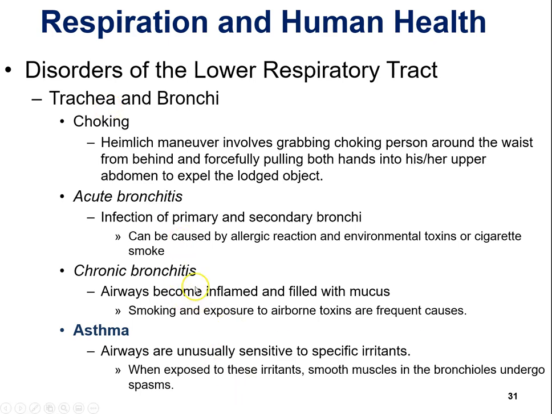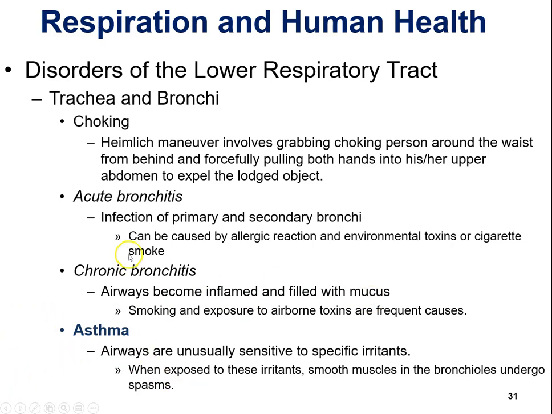We've all heard of bronchitis, and bronchitis is inflammation of the bronchi. That's what it means, and you can have acute versus chronic bronchitis. Acute means it's short term, right? It can be caused by an allergic reaction, also environmental toxins like cigarette smoke. With chronic bronchitis, it's just going to last longer, okay? And so it says here, airways will become inflamed and filled with mucus. Again, bronchitis means inflammation of those bronchi, but if it lasts for longer periods of time or is prolonged, it's going to be chronic. It's going to start to cause more issues, right?